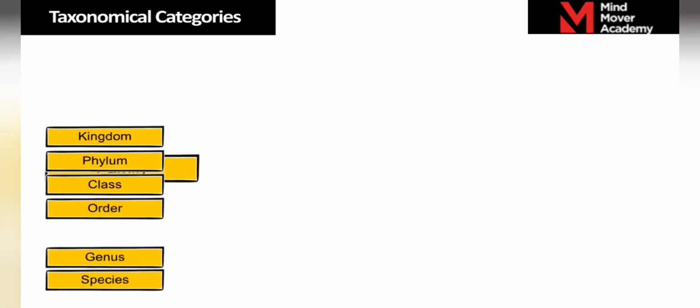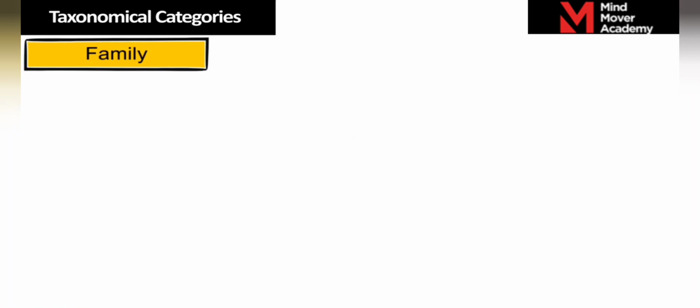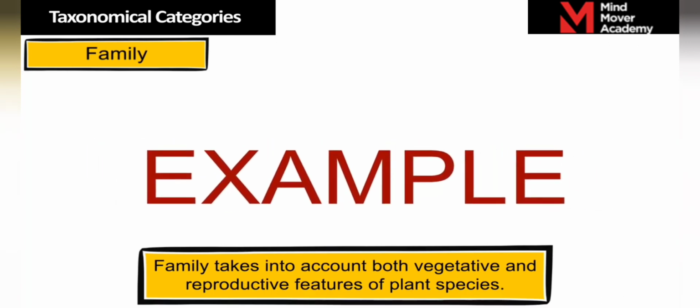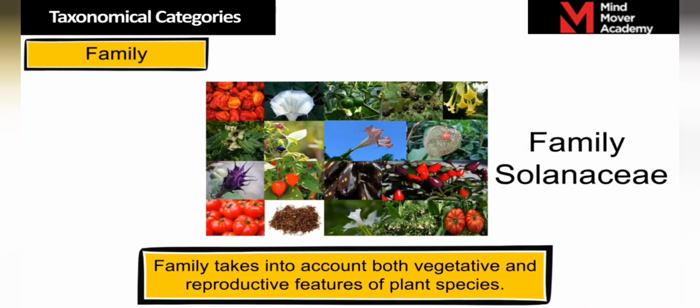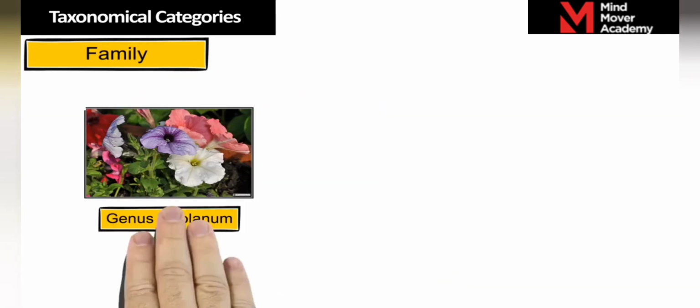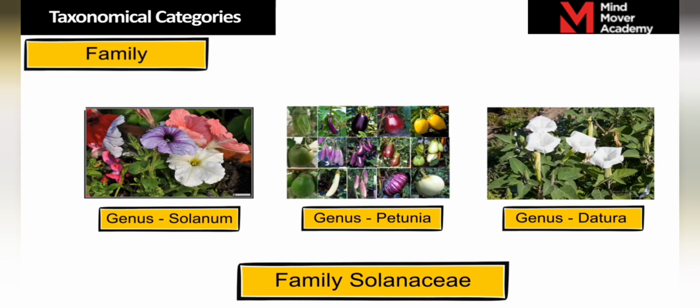Let's talk about family now. So a family has a group of related genera with an even fewer number of similarities as compared to genus and species. Now a family takes into account both vegetative and reproductive features of plant species. Let's take an example. For example, family Solanaceae comprises three different genera, which are Solanum, Petunia, and Datura.